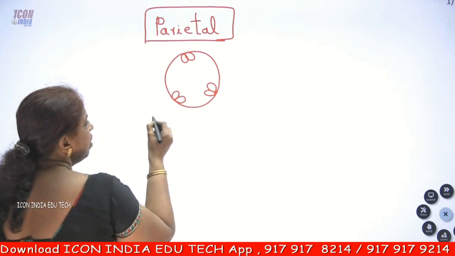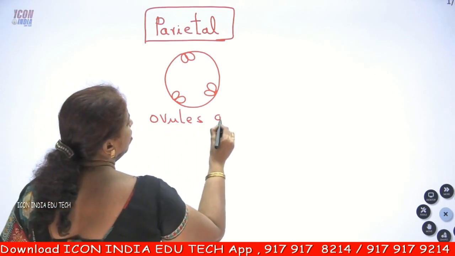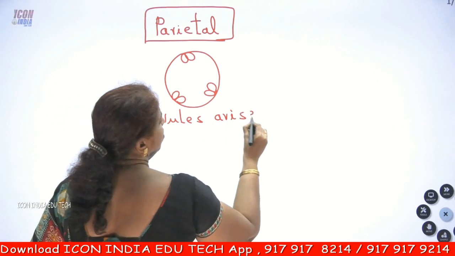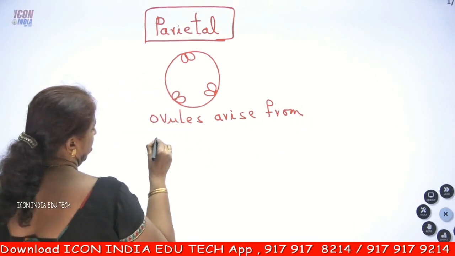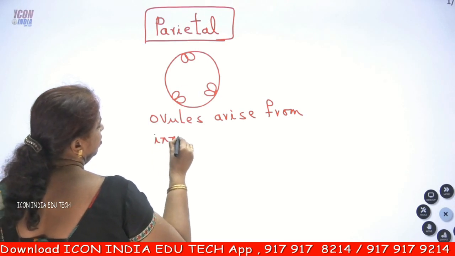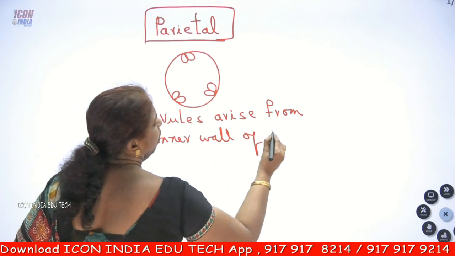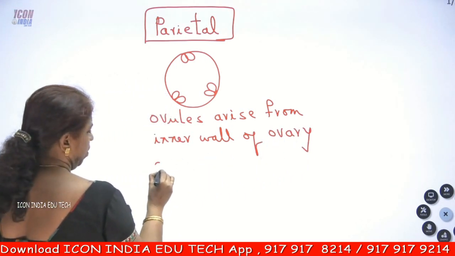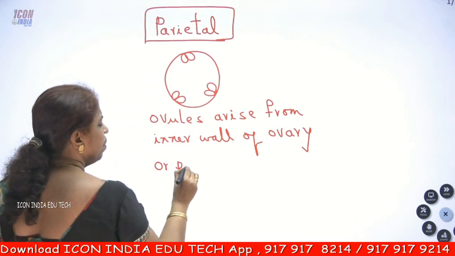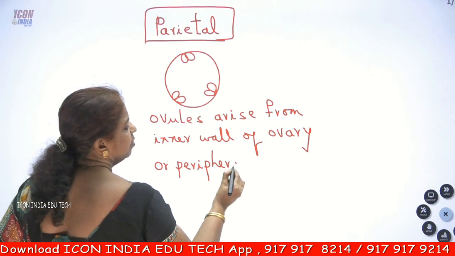So you mention that the ovules arise from the inner wall of the ovary, or peripheral part.